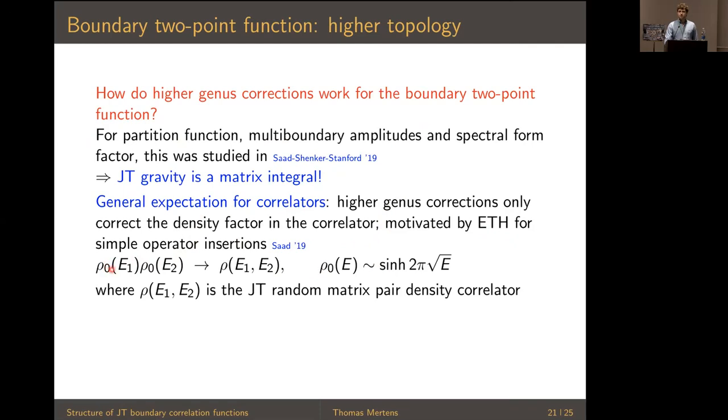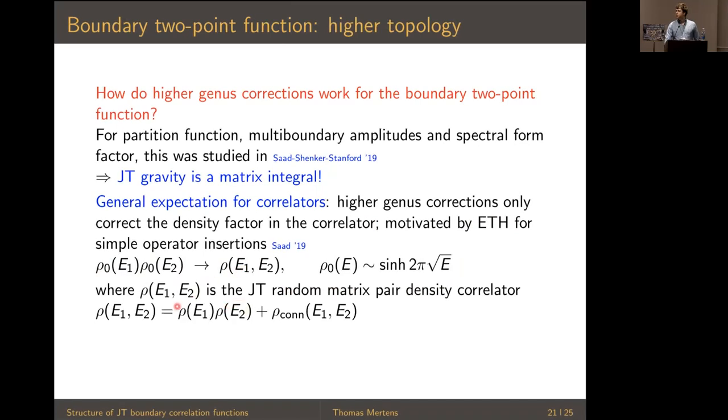So in all of these integrals, we had rho_0 of, well, K1 and K2, I call them. So K1 and K2 are related to the energy, so we can just write this in terms of the energy variables as well: rho_0 of E1, rho_0 of E2. We just replace this by the pair density correlator in the random matrix ensemble that is supposed to describe JT gravity. And this is supposed to capture all of the higher genus corrections. So this motivation is coming from ETH and from a random matrix theory perspective, not necessarily at this point from a bulk gravitational calculation where we add higher topologies.